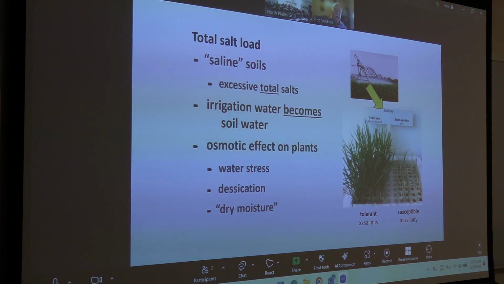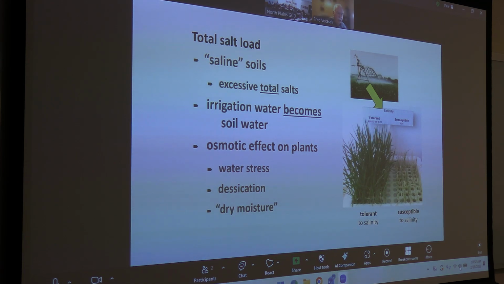And what we're talking about here is the ability of water, the membrane, the skin, if you will, of the root system of the plants. And what can happen is if the soil water has a higher salt content than the interior of the plant roots, fresh water is going to move from the lower salt content of the plant roots out into the soil water.